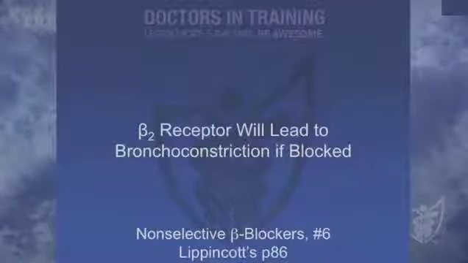Now remember, as we said before, it all goes back to our receptors. Beta-2 caused bronchodilation. So without that bronchodilation, you're getting bronchoconstriction now. The non-selective beta blockers should not be used in asthmatics, and most of the time you shouldn't use them in patients with chronic obstructive pulmonary disease either, or COPD.